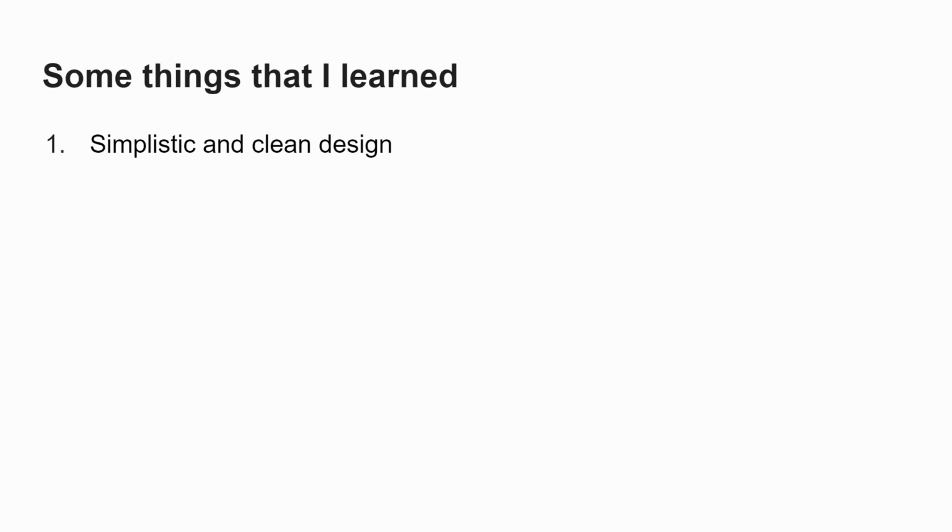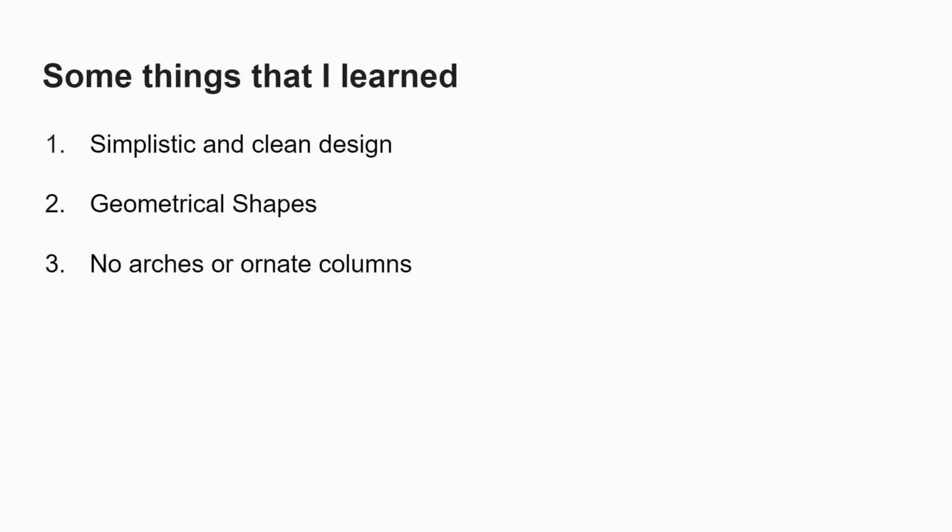Some things that I found were that most modern houses had a very simplistic and clean design on the outside, with many geometrical shapes like rectangles and squares, with no arches or ornate columns. This kind of house eliminates all the unnecessary details in order to achieve a very minimalist aesthetic. Now that I know all of this information, I can begin planning for my house.